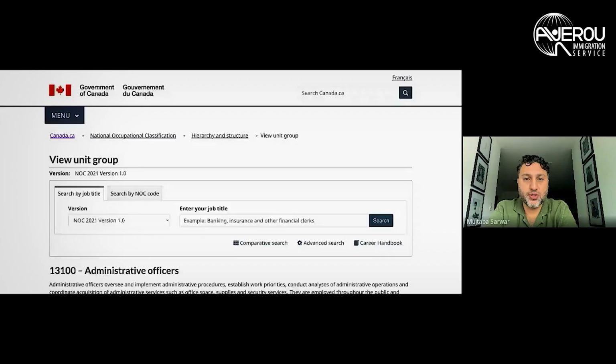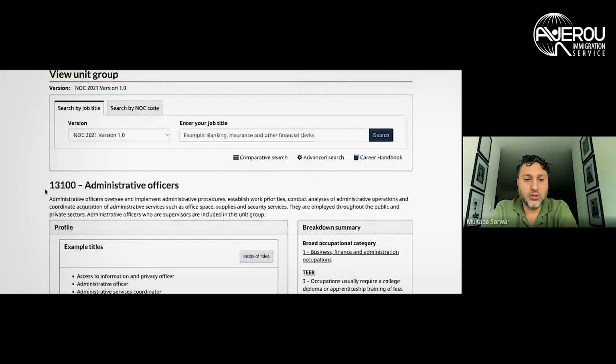So I thought it would be a good idea to first show an example of a NOC code, how it appears on the federal government's website. So here is a very common or normal NOC code, administrative officers.